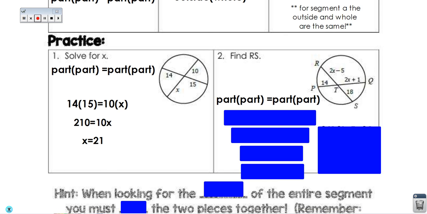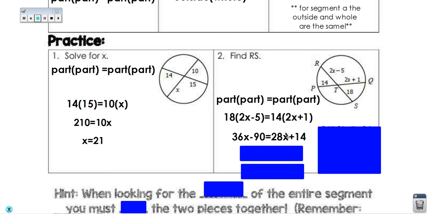Now when you go to the second one, we have the same exact process here. We're going to do part times part equals part times part. That gives us 18 times 2x minus 5 equals 14 times 2x plus 1. You just need to recall that when you're set up like that, you're going to need to use the distributive property. So we should get 36x minus 90 equals 28x plus 14.